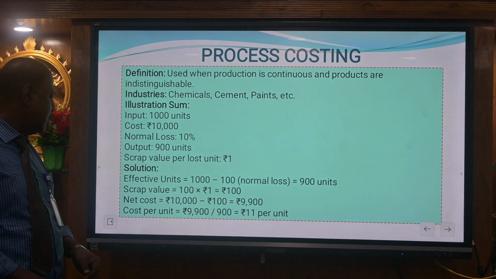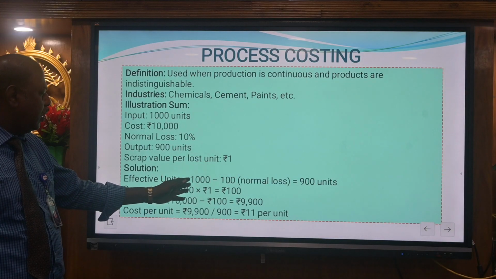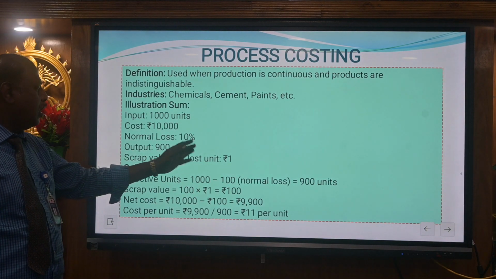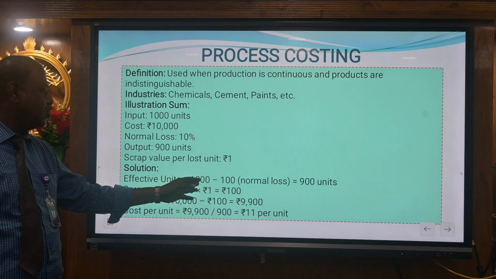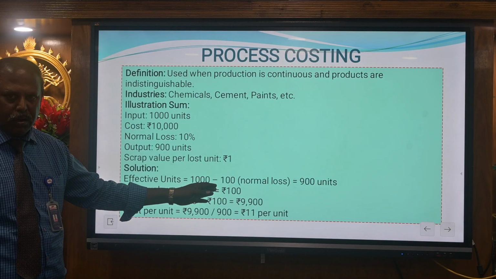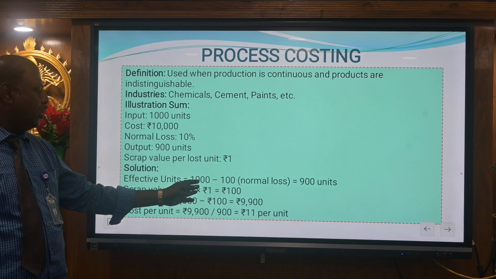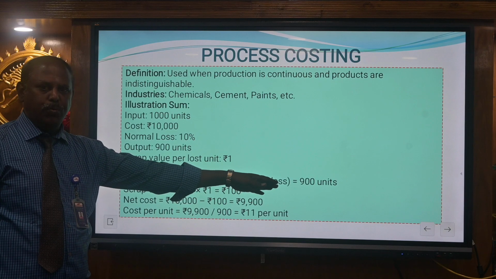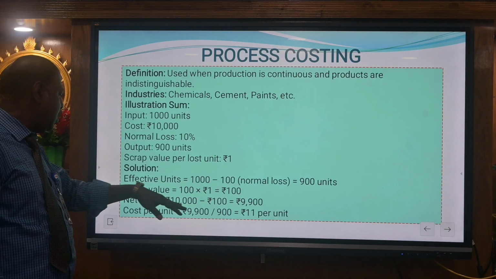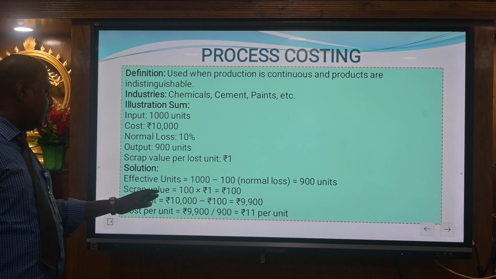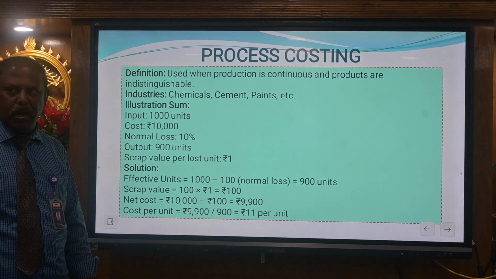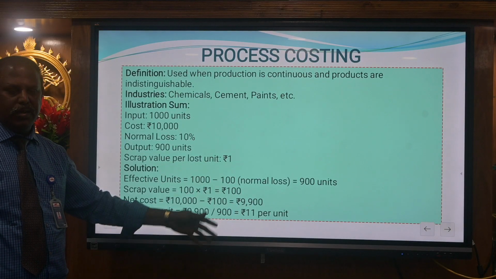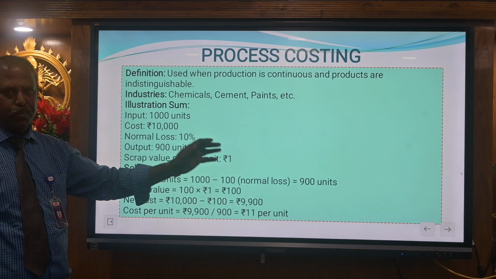Here, for example, the effective units here is 1000 units as input. Then again, we are given a normal loss of 10% on input. So we have to deduct the normal loss of 10%. 1000 units minus 100 units, we get the actual output of 900 units. So here is some scrap value for 100 normal loss units. The scrap value per unit is rupees 1. We can get the realized value for scrap is rupees 100.